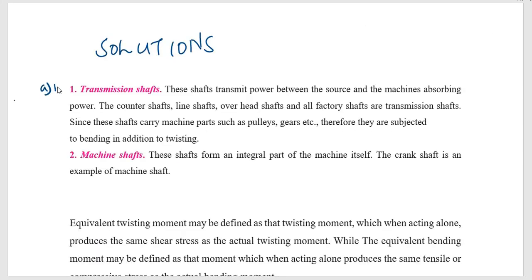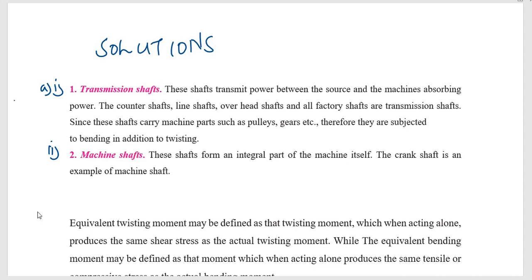So this is Roman 1 and this is Roman 2. Transmission shafts are shafts that transmit power between the source and the machines absorbing the power. An example is the counter shaft, the line shafts and overhead shafts, and all factory shafts actually are transmission shafts because they carry machine parts such as pulleys, gears, and therefore are subjected to both bending and twisting moments. Machine shafts are shafts which form an integral part of the machine itself, and an example is the crankshaft because it forms the integral part of the machine, and that is an engine.